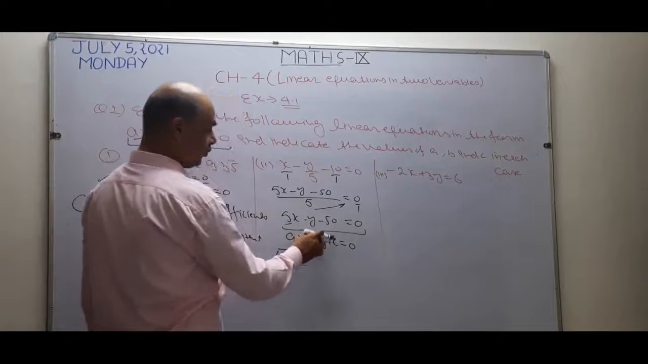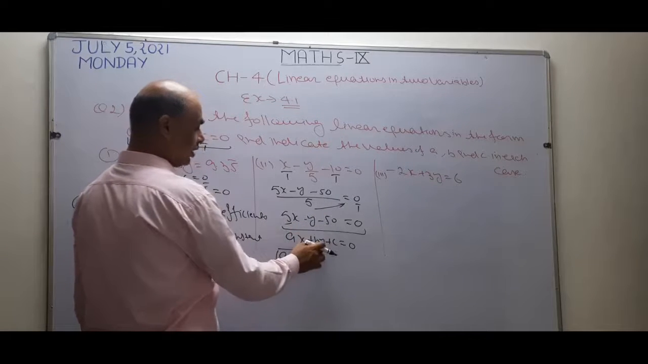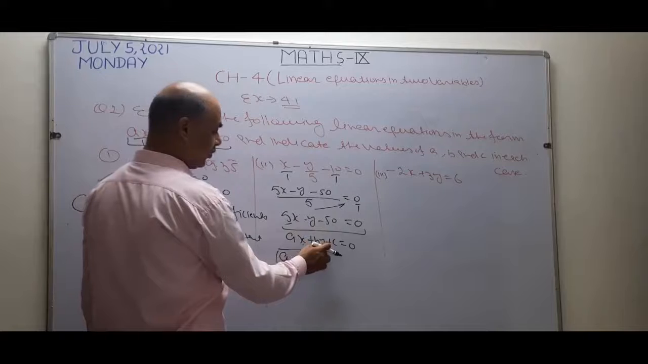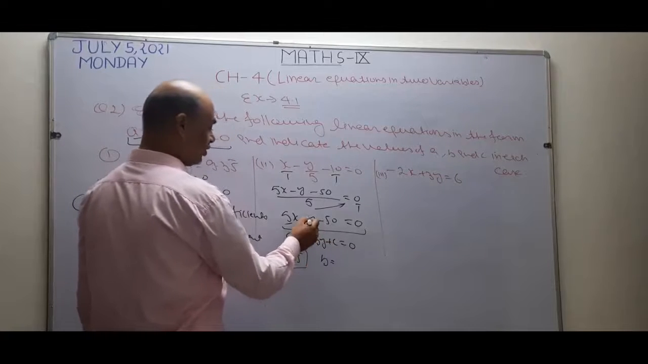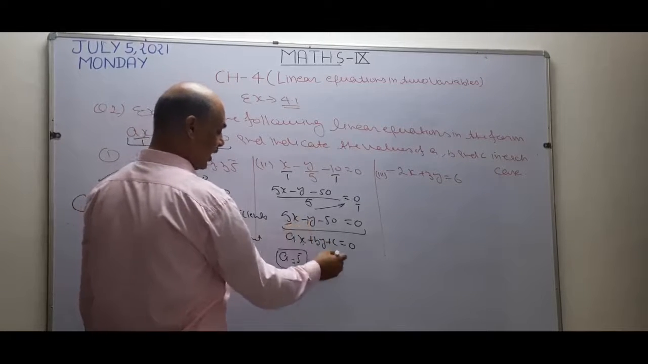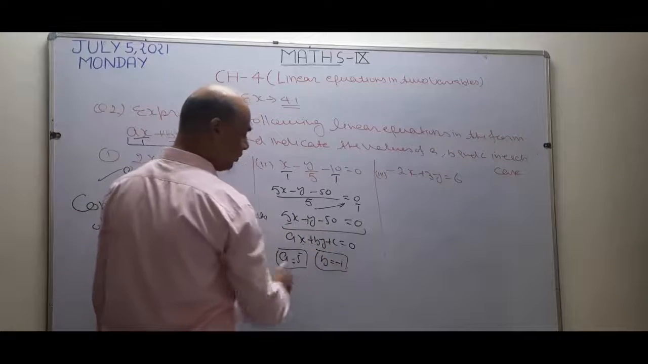Now I want to compare the coefficient of y. In the given standard form, the coefficient of y is b. In the given equation, what is the coefficient of y? Minus 1. So write here minus 1. The value of b becomes minus 1.